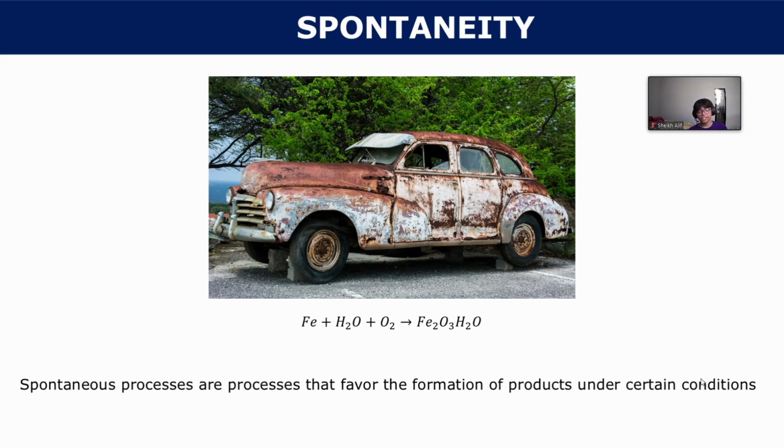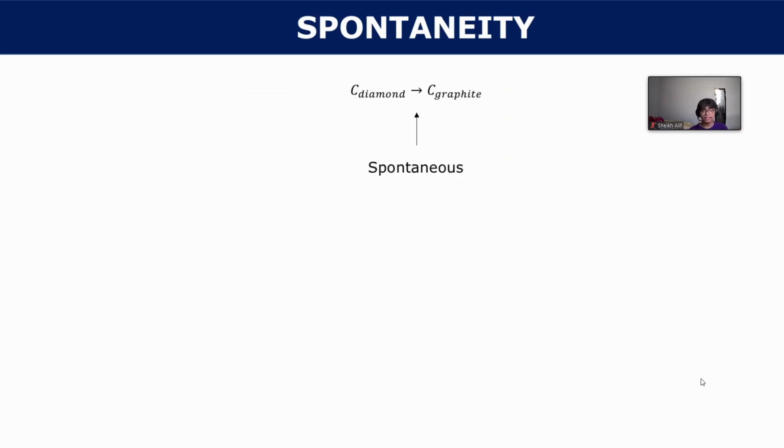A really cool reaction that is technically spontaneous is diamond going into graphite. Technically, this reaction is spontaneous. If you give it enough time, a diamond will turn into graphite. But this brings up a big distinction in thermodynamics, in that thermodynamics tells us nothing about the rate of a reaction. In fact, for a diamond to turn into graphite, that would take billions of years.